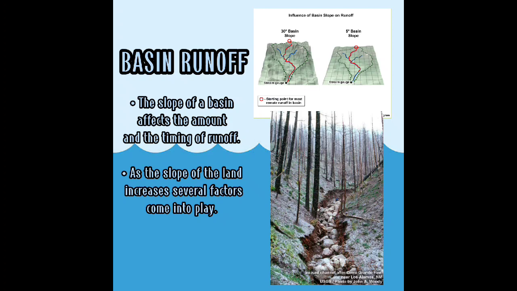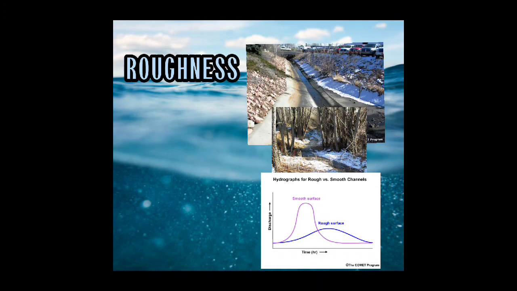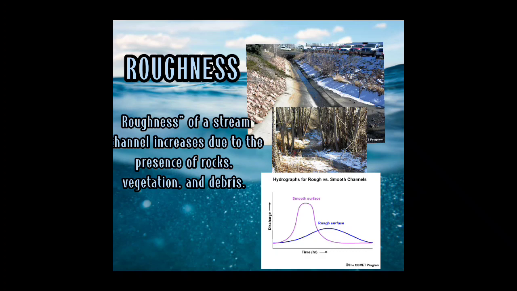In general, the steeper the hill slope and the steeper the drainage channels, the quicker the flow response and the higher the peak discharge. The second one is the roughness. Roughness of a stream channel increases due to the presence of rocks, vegetation, and debris.